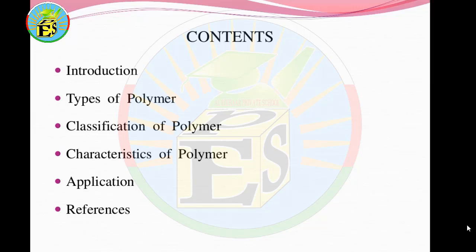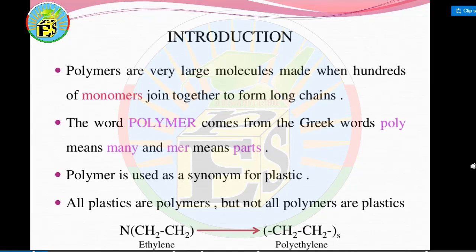This lecture is for grade 10 chemistry, and our today's topic is about polymers. We will go for the introduction of polymers, then types of polymers, and then classification, then characteristics and their properties and applications where we can use them. We will look at all of these aspects while we are studying the topic polymers. First of all is the introduction of polymers.